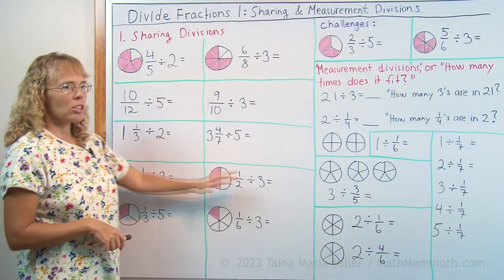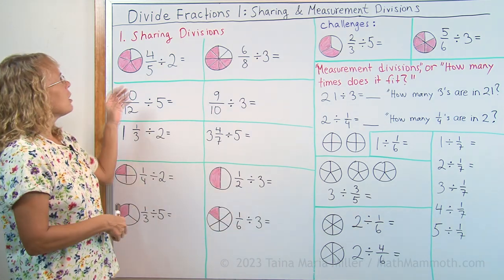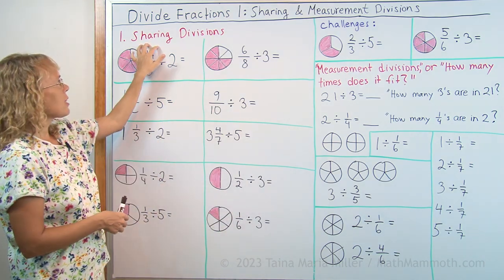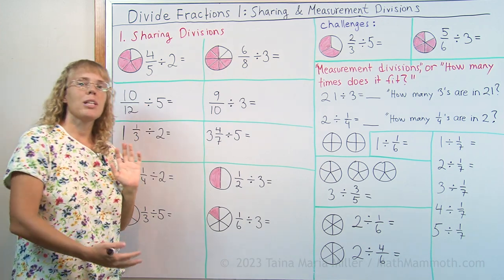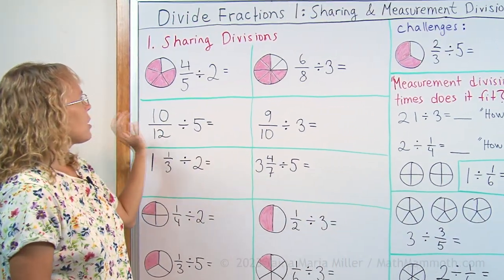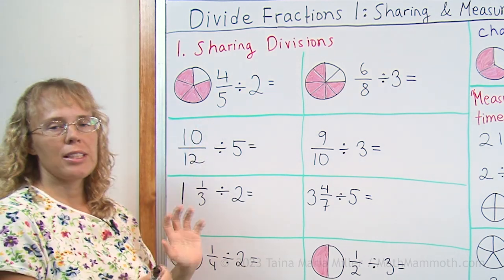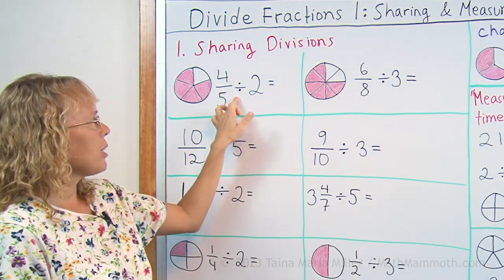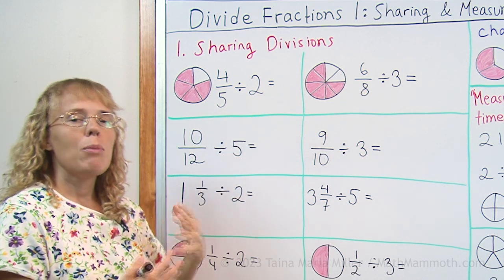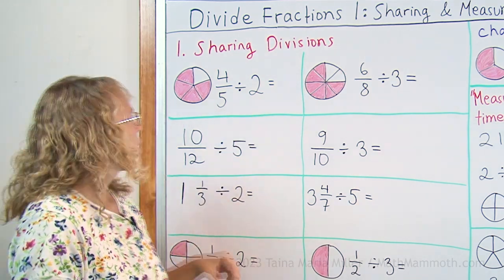Yes. Are some divisions that we can do without using the rule. They're called sharing divisions. That means that you can think about sharing between so many people. For example, you can think of a pie or pizza. There's 4/5 of a pizza left, and you're gonna share it between two people. How much does each person get?